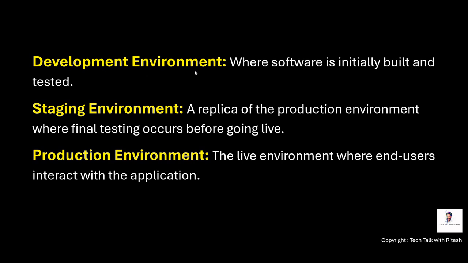First one is the development environment, then staging environment, or sometimes we call it pre-production environment, and then the production environment. Development environment is where software is initially built and tested. Usually what happens, developers build the functionality, they do the unit testing on their local machine, and they finally push these changes to development environment, because that is basically an integrated environment for developers, so that they can validate their functionalities along with other developers, right?